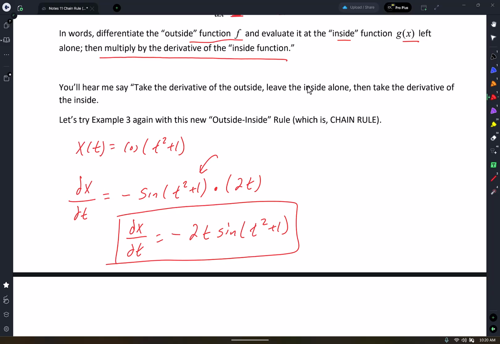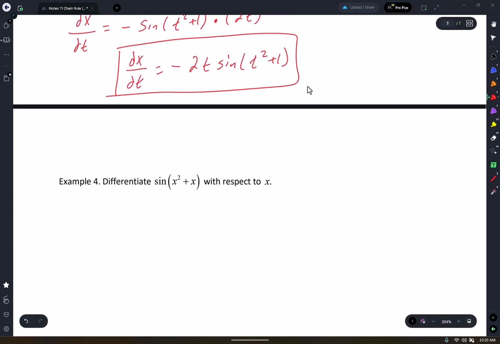I wouldn't call it simpler. It's the same. It's just that we're doing it immediately instead of separating it. You guys ready?